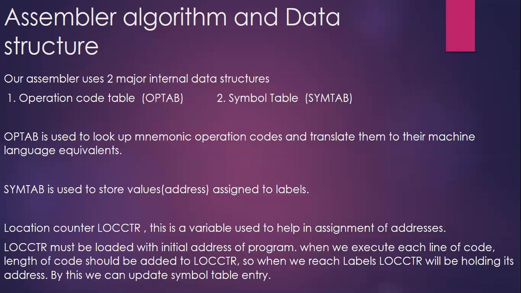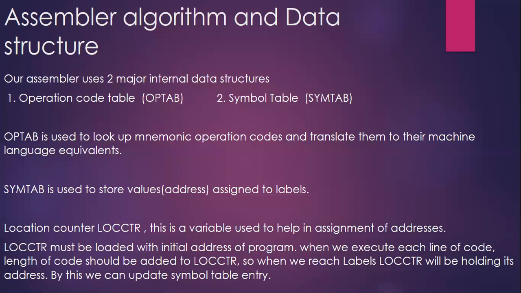That's why we call it the symbol table. It is holding the address of the label. That's it. The operation code table holds the mnemonic and, with respect to that, the operation code or machine language equivalent. In the case of the symbol table, the labels and the address of each particular label should be managed with it. Apart from this, we are also dependent on one counter.